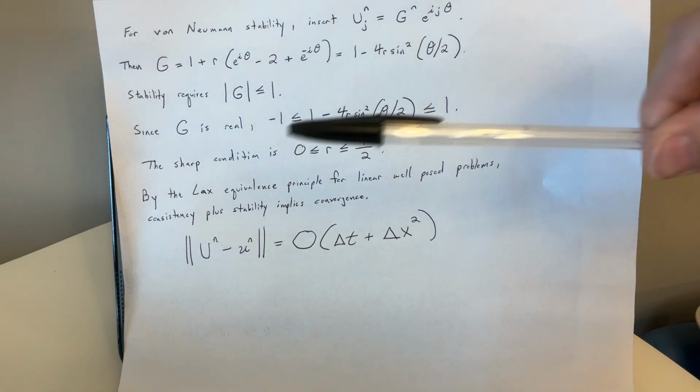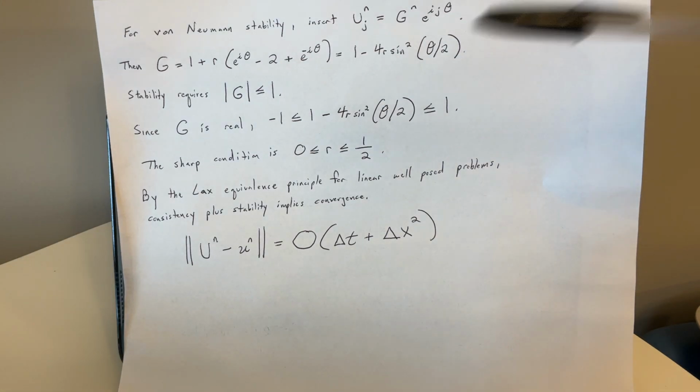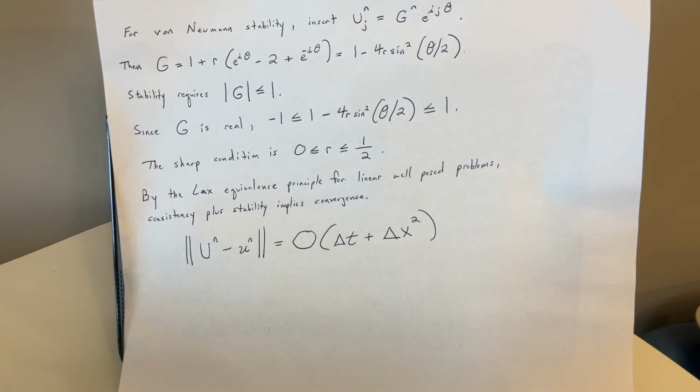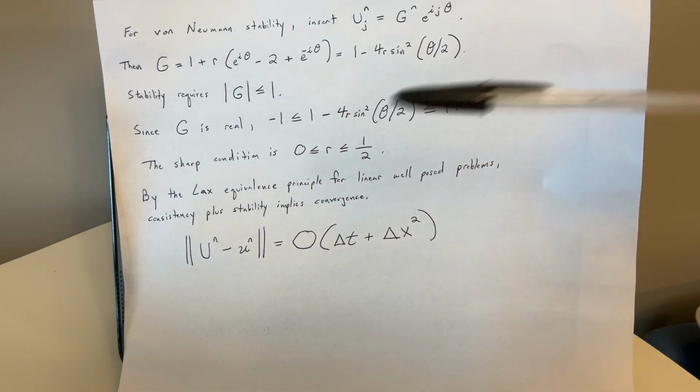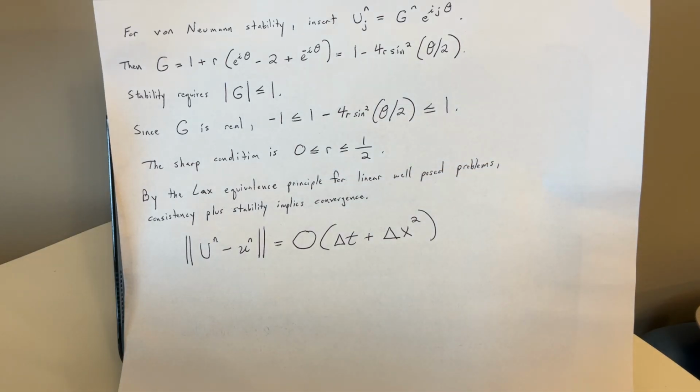So since g is real, negative 1 is less than or equal to 1 minus 4r sine squared of theta over 2, and that's less than or equal to 1. And that gives us that, and then from there, the sharp condition is 0 is less than or equal to r is less than or equal to 1/2.